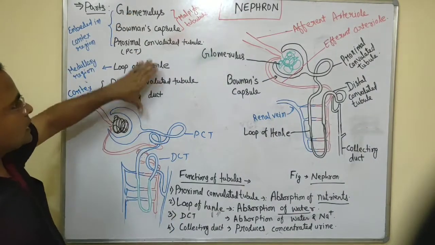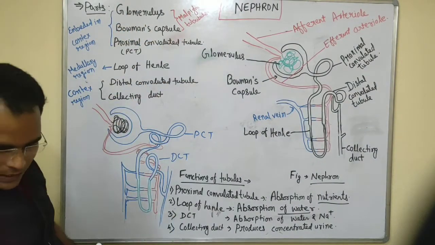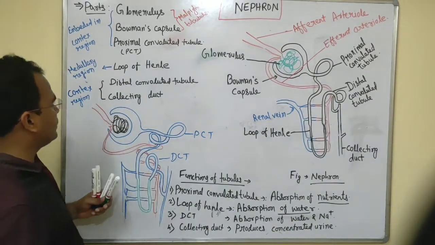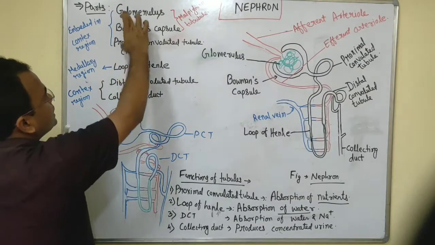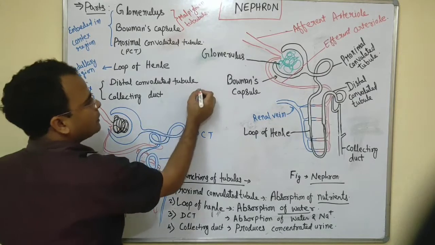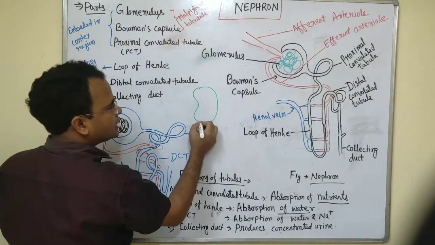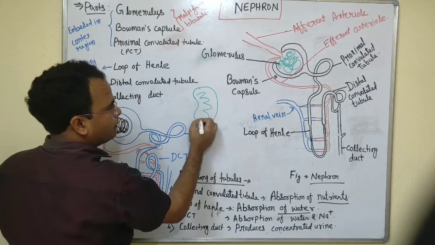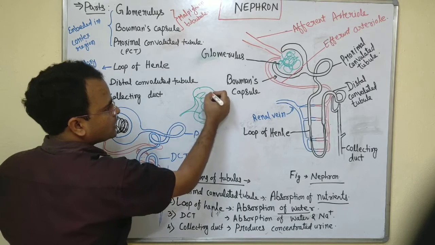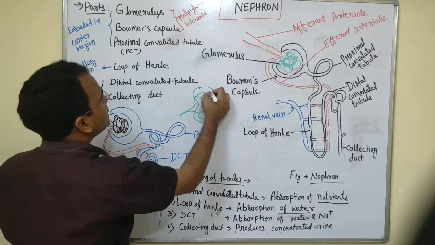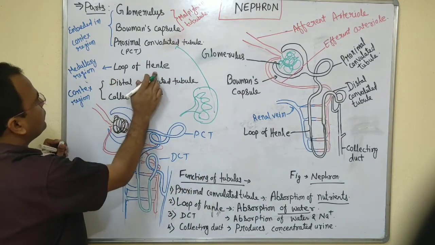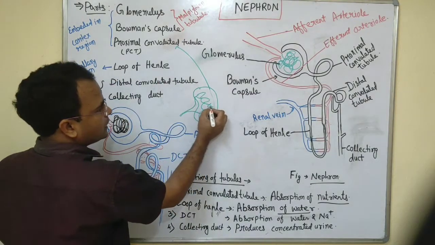Now these are the parts where it is situated. In the last diagram we have studied the structure of the kidney. If we draw the structure of the kidney, this glomerulus, Bowman capsule and proximal convoluted tubule will be present in the cortex region. These were the medullary region. So in this cortex region, these three structures will be present, right? And the loop of Henle will be present in the medullary region, like here.